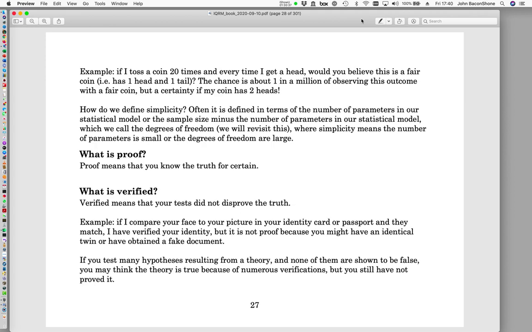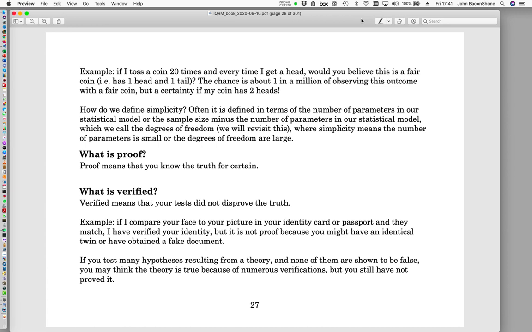So for example, let's take a very simple case. I toss a coin, right? Now, of course, in a classroom, I could actually toss the coin for you, but I'm not going to toss it. But let's say I've tossed a coin 20 times, and every time I get a head. Would you believe me that this is a fair coin, meaning it has one head and one tail, which are equally likely?